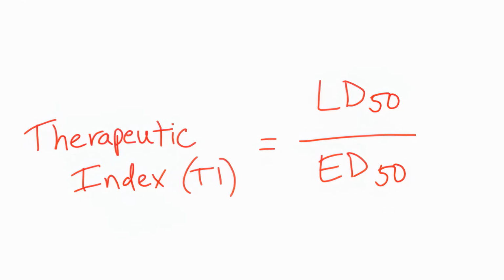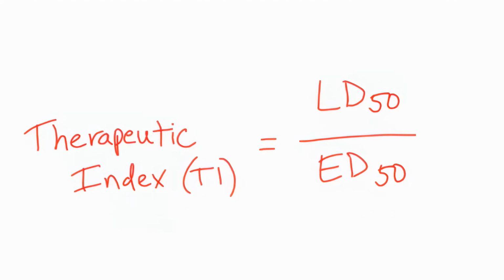You can have a high therapeutic index or a low therapeutic index. Now, which is better? Safer drugs have a higher therapeutic index. So a high therapeutic index means that the drug is safer. Let's think about that mathematically. Look at the numerator. If LD50 is higher, that means it takes a higher dose of the medication to kill the patient, and that makes it safer, right?